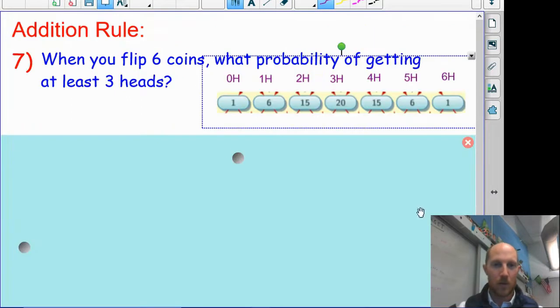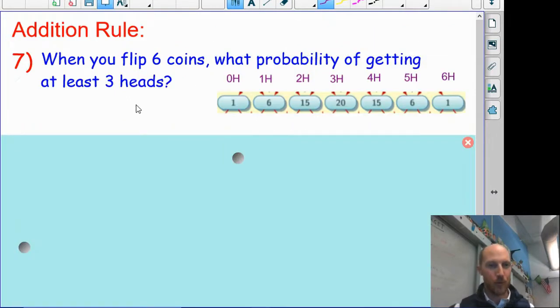All right, well, let's look at this thing called the addition rule. So here's an additional counting strategy. We'll see 2 of them today. So here's one. If you flip 6 coins, I'll just stick with this example. What is the probability of getting at least 3 heads?